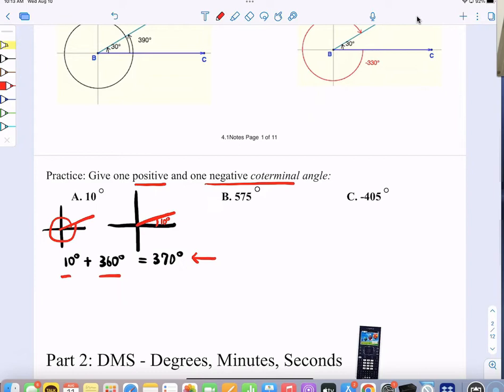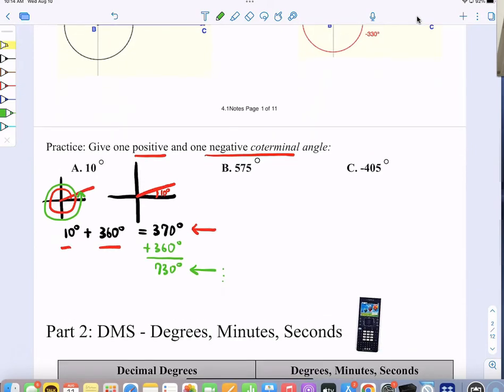But maybe some of you guys are saying, can I do it again? Of course! If going in circles is really fun for you, you can do it again. So don't stop here. You keep adding 360. So add 360 again. That's another one. 730 is another coterminal angle, etc. You get the point, right? Oh, yeah, 730, okay?